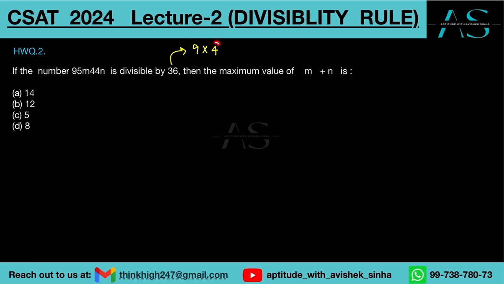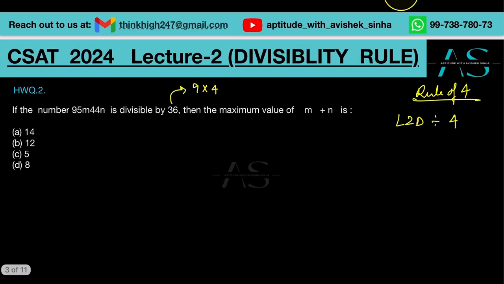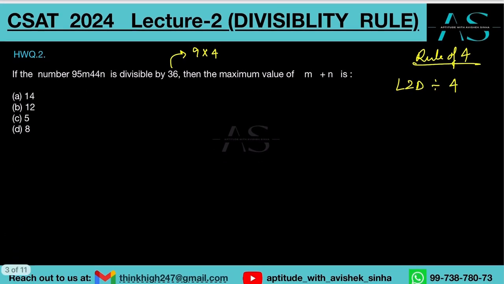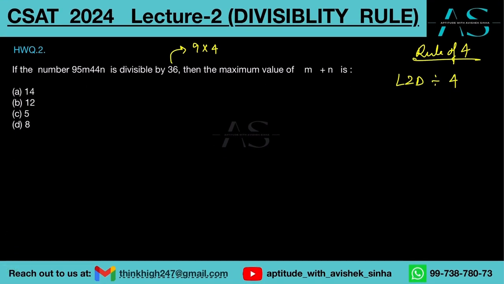Now, what is the divisibility rule of 4? You only check the last 2 digits. Rule of 4 simply means checking the last 2 digits. And these must be divisible by 4 or in the form of 4n. Next, what is the rule of 9? You already know. So easiest among this would be starting with the rule of 4.